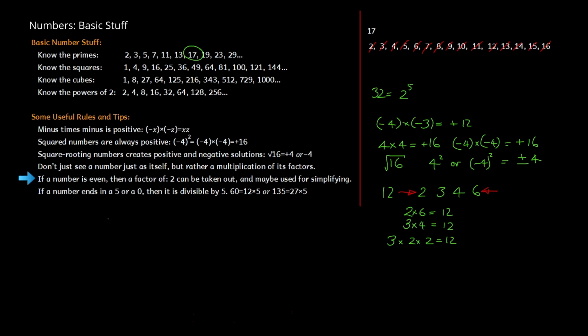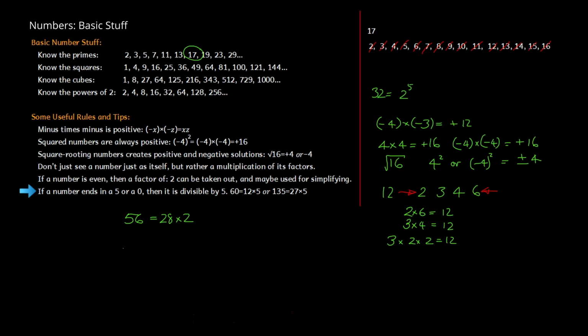And lastly, a couple of simple facts, but worth writing down: if a number is even, any number is even, a factor of 2 can be taken out. So if I take any even number, let's say 56, I can write that as 28 multiplied by 2. Now that could be useful at any time in a calculation to simplify things and bring numbers down in value and produce a solution to the question.